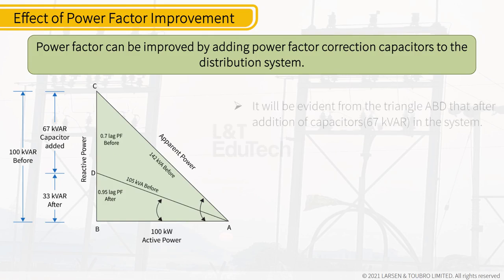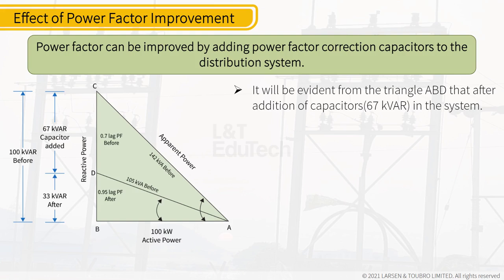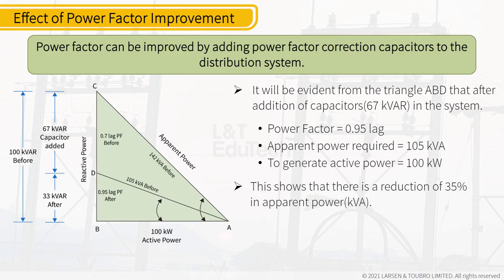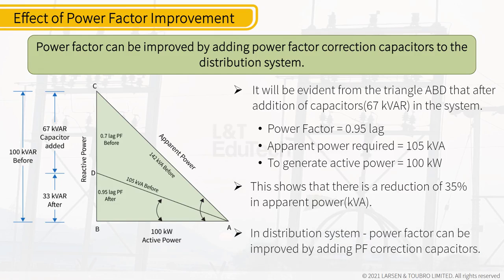It will be evident from triangle ABD that after addition of capacitors of 67 kVAR in the system, power factor is 0.95 lag, and apparent power required is 105 kVA to generate active power of 100 kilowatts. This shows that there is a reduction of 35% in apparent power in kVA. In a distribution system, power factor can be improved by adding PF correction capacitors.